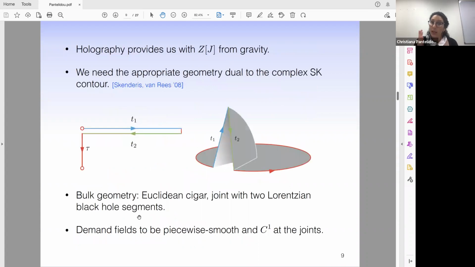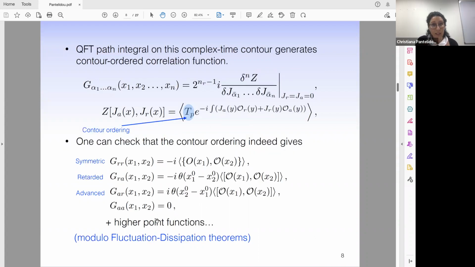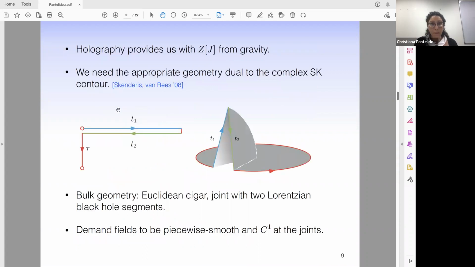Okay, and here is precisely where the power of holography kicks in, because it essentially gives us a way to compute this partition function from the gravity side. So for the observables that we want to compute, once again, we want to do things within real-time holography. So we have the quantum field theory that lives on this Schwinger-Keldysh contour.